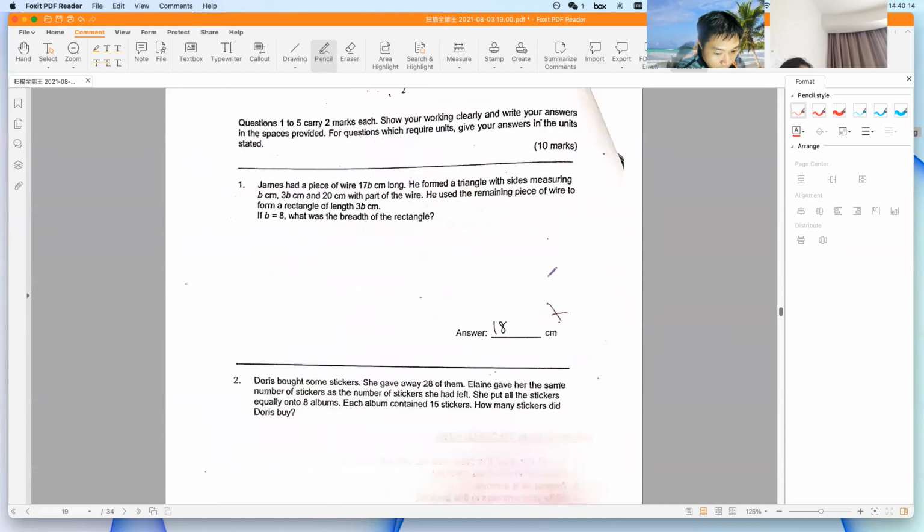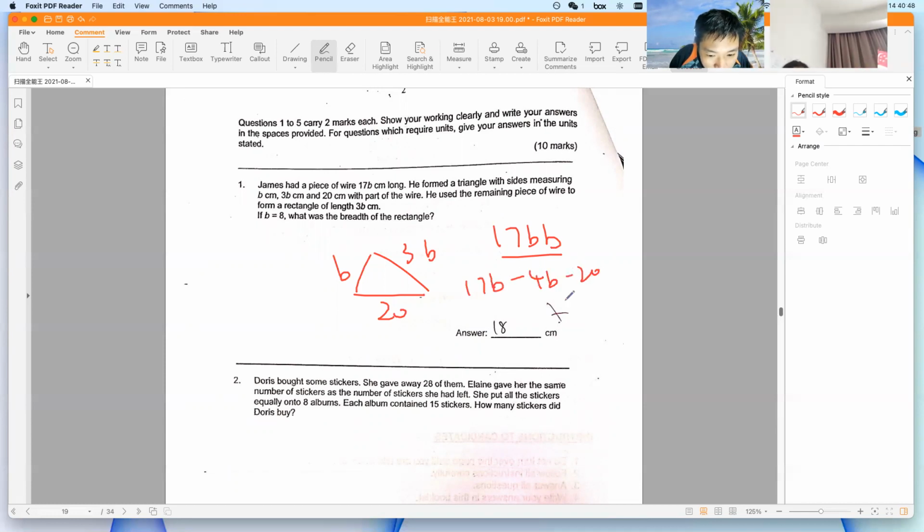Okay, paper two. First question. James had a piece of wire which is this long, so he formed a triangle with sides measuring B cm, 3B cm, and 20. Let's say this is B, this is 3B, and this is 20. With part of the wire, he used the remaining. So 17B long. The remaining is 17B minus 4B minus 20. So you end up with 13B minus 20. This is the remaining.